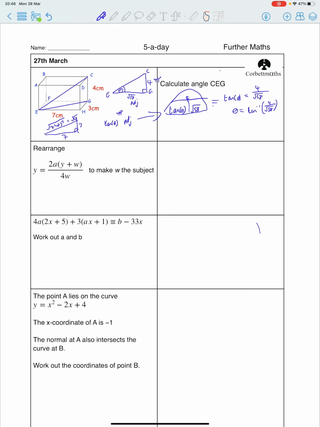Now, do I even have the calculator to be able to do this? Let's see. So I think we can do this. So let's go. We've got inverse tan or arctan of 4 divided by, where's my square root button? Square root of 58. And that's about 27.7 degrees. So 1 decimal place. Okay, lovely.